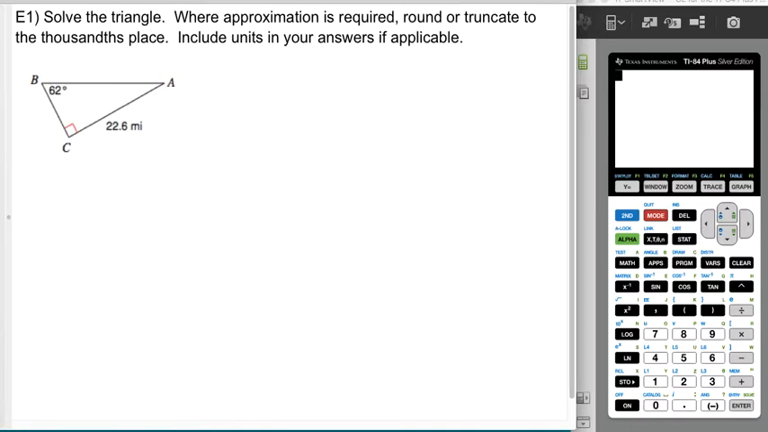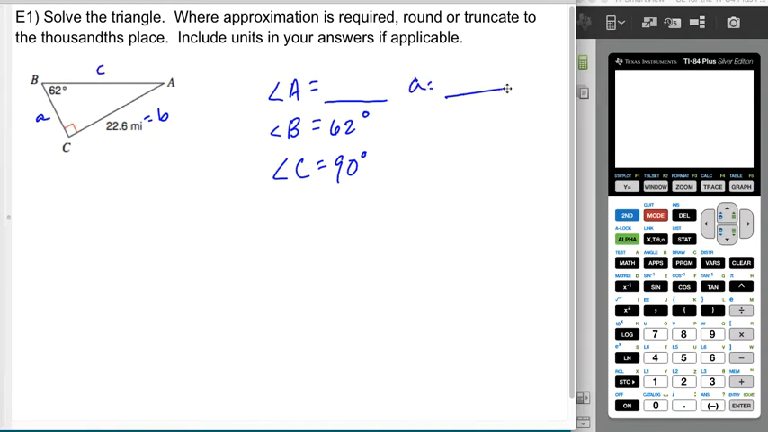Okay, so we're going to go ahead and solve a triangle, which means find all the angles and all the sides. So I'm going to make a list of the stuff I know. I don't know angle A yet. I do know angle B, it's 62 degrees. I do know angle C, it's 90 degrees. So when I label this, this is little b, this one's little a, and this one's little c. I don't know little a. I do know little b, it's 22.6 miles. And I don't know little c. So I'm going to go ahead and find these values.